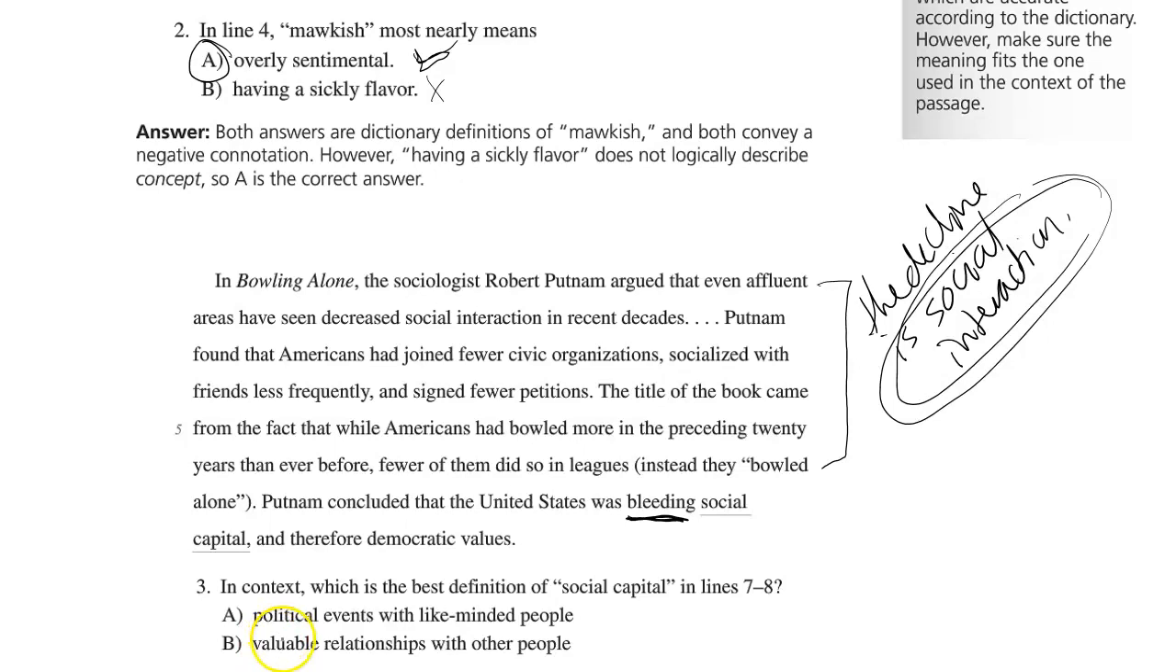So let's take a look at our answer choices. In context, which is the best definition of social capital in lines 7 through 8? A, political events with like-minded people, or B, valuable relationships with other people. The part that stands out to me that makes this wrong is political events. They're not talking about political events. They're talking about relationships and that social interaction that we annotated earlier. So A is not right, and B is our best answer.